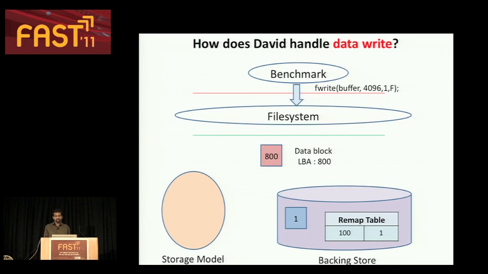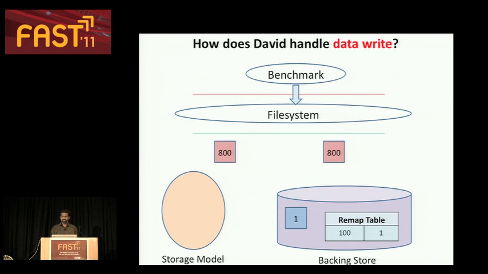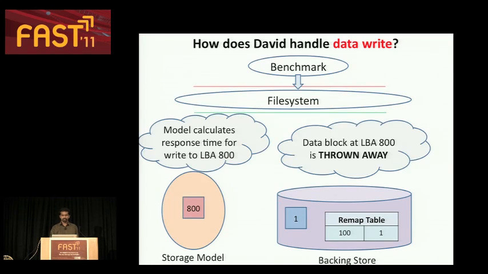Now the benchmark tries to write a block of data to the file. The file system issues a write request to data block at logical block address 800. David intercepts the write to the data block and uses the storage model to calculate the response time for the write request. Since this is a data block, David decides not to store it in the backing store, but to throw it away.